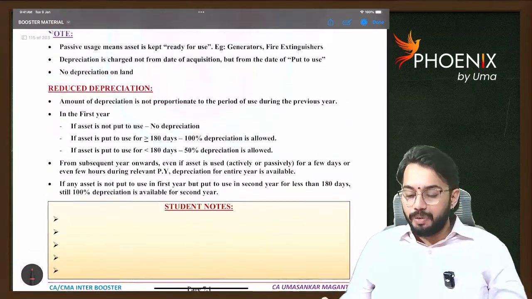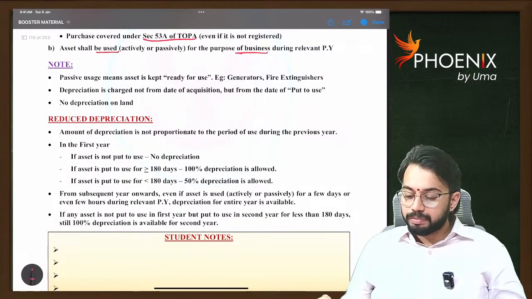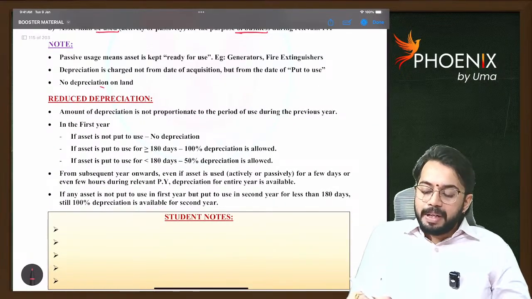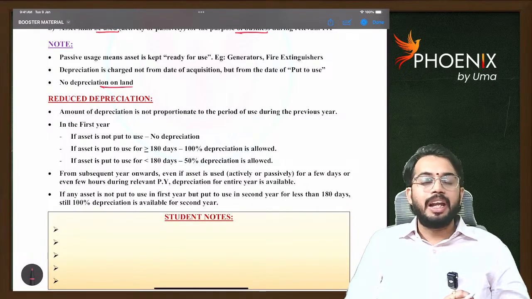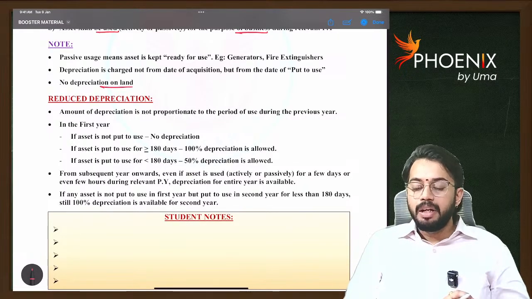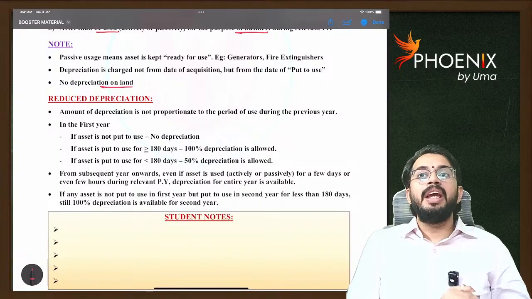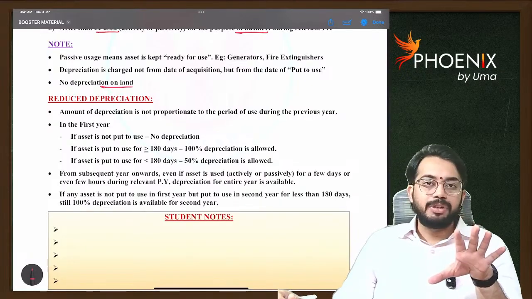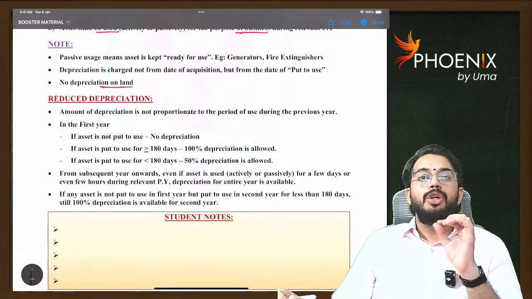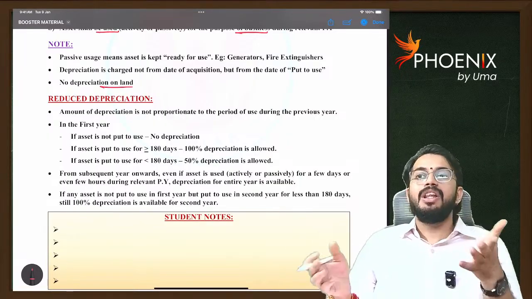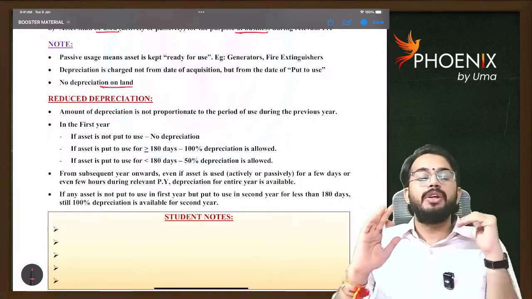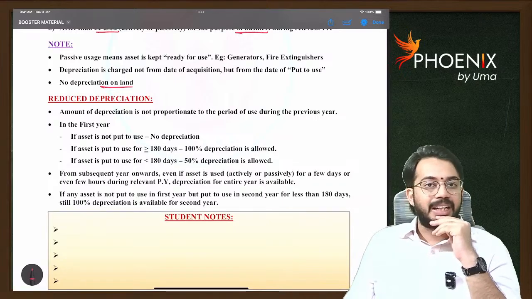The assessee should be the owner. Next, there is no depreciation on land. Land is not a depreciable asset, so you cannot calculate depreciation on land. Next point, usage can be either active usage or passive usage. Passive usage means you do not use the asset actively, you keep the asset ready for use. Even if the asset is only ready for use, you can claim depreciation on that asset. Are you able to understand?